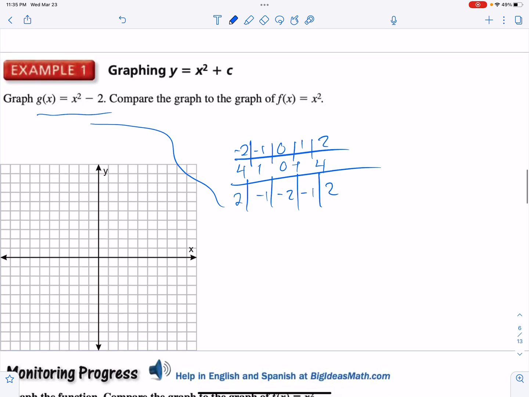So when I go to graph my new function, again, my parent function I'll do here in blue. So here's my parent function. This new function with g of x equals x squared minus 2 is simply going to take all of those points and shift them down 2 units. So there's no stretch or shrink. There is a transformation 2 units down. So my transformation is 2 units down.